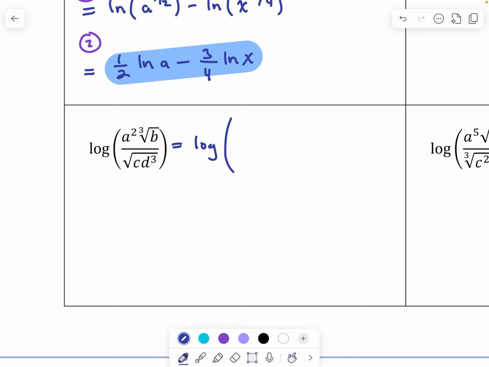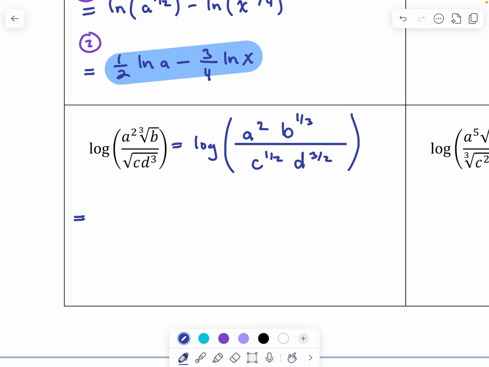I'm going to rewrite everything with exponents, no radicals. We got a squared is already good to go. Then b to the 1/3, c to the 1/2, d to the 3/2. Okay. The PDF in the description has very detailed solutions. But I also want to show you how you can go straight from the beginning to the end. I'm going to do the entire problem in 2 steps. I guess I already did 1 step.